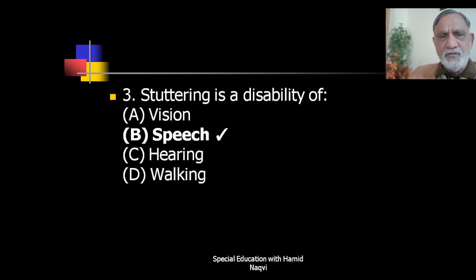Next MCQ was, stuttering is a disability of what? Vision, speech, hearing, or walking? The correct answer was B, that is, stuttering is a disability of speech.